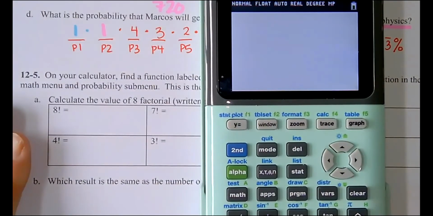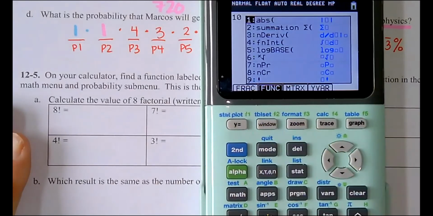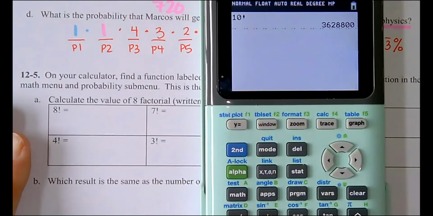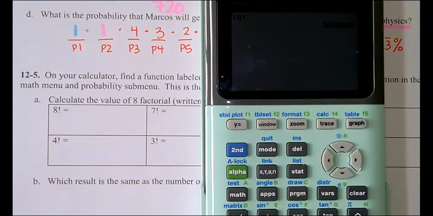Okay, so let's say, for example, I want to go 10 factorial. So I would type in my 10, I go to alpha window, hit number 9, and it's going to give me the answer, 3,628,800. So right now, look for it on your phone, or you can also use Desmos. And let me show you how to do that. So on Desmos, let me share my screen.